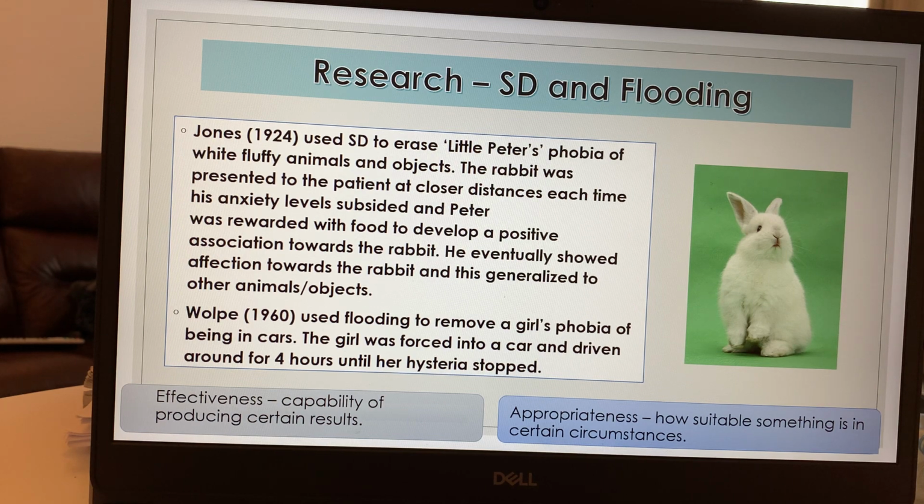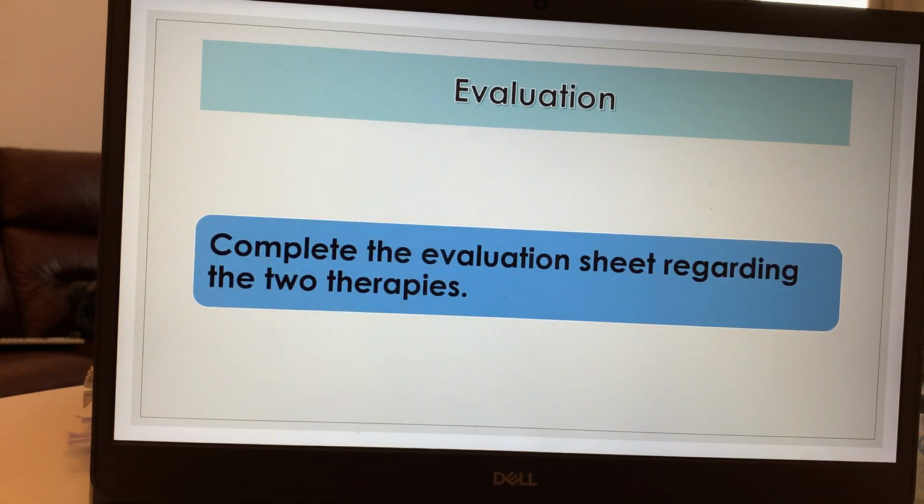Whereas, would you believe this? 1960, a girl had a phobia of being in cars. So they used flooding where they just shoved her in a car, drove her around for 4 hours straight until her hysteria stopped. Now, obviously it's producing results. Over time, she was fine, anxiety declined. Is it appropriate? I don't necessarily think so. So you have to be quite careful with some of this research.